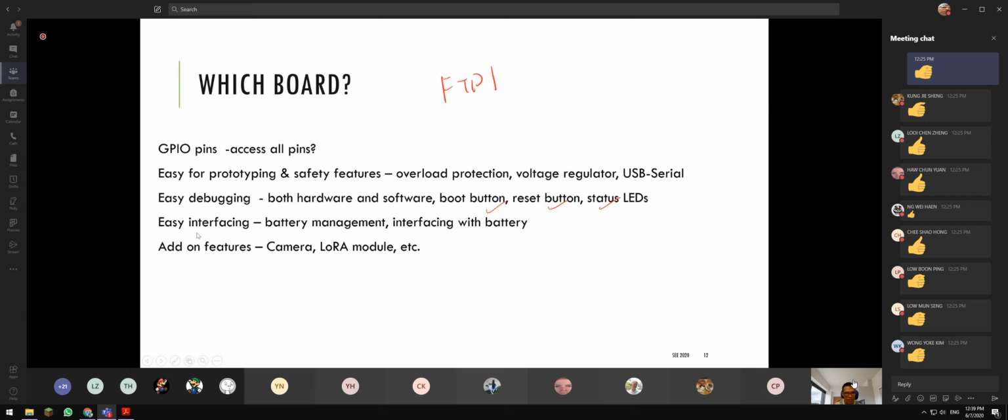And easy interfacing. Like for example, the ESP32 we bought, we cannot interface with the battery. So like SparkFun, you can interface with the battery. So therefore, if my finances allow, I will choose SparkFun. And sometimes the add-on features like camera, LoRa module are built in, everything integrated in one development board. Okay, so if everything is in, why don't you go for the development board with more features?